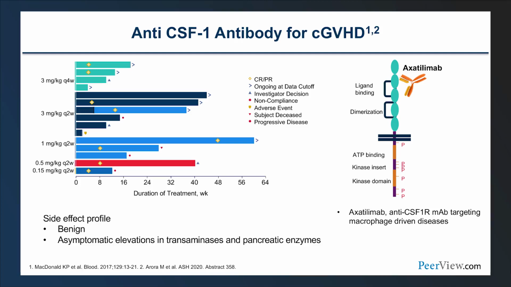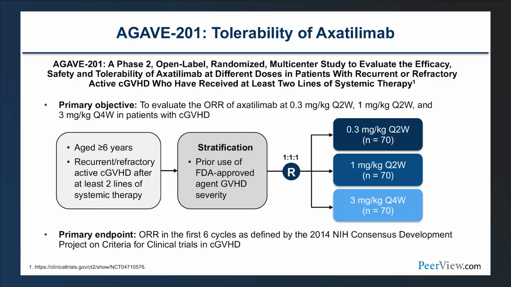And on the basis of this phase 1 dose escalation study, we now have the Agave 201 trial, which is a randomized 3-armed trial looking at 3 different doses of axatilimab in steroid-refractory chronic GVHD after patients had received 2 or more lines of therapy. And we look forward to this drug trial reading out either later this year or perhaps in 2023.